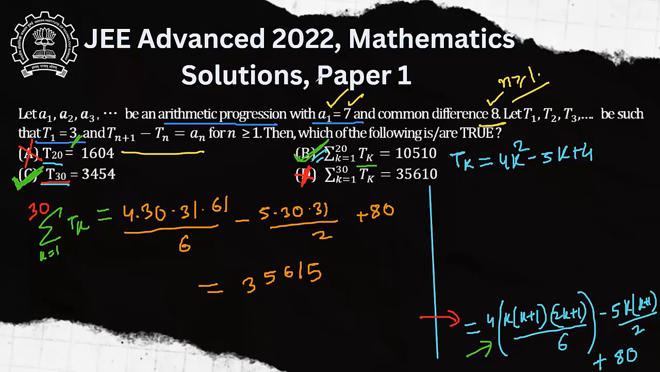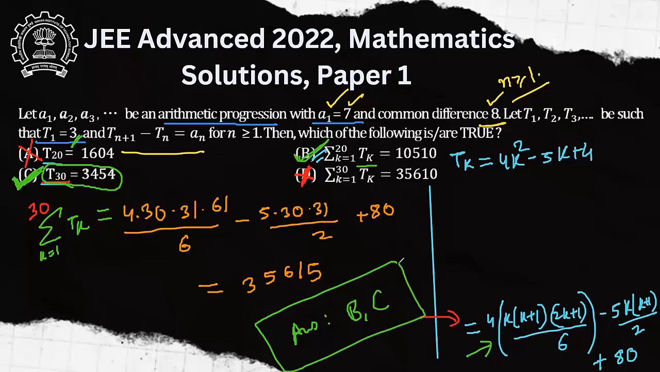So we are left with our two correct choices, B and C. So the answer here becomes B and C for this question.